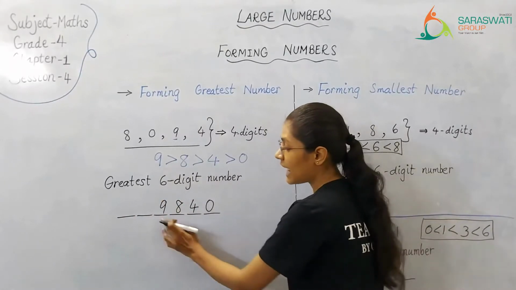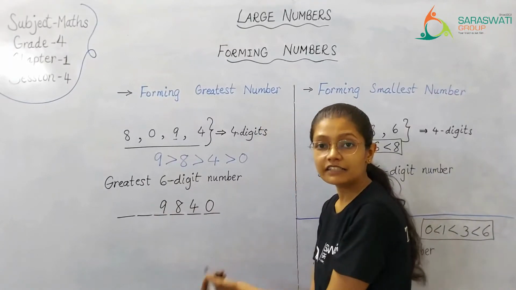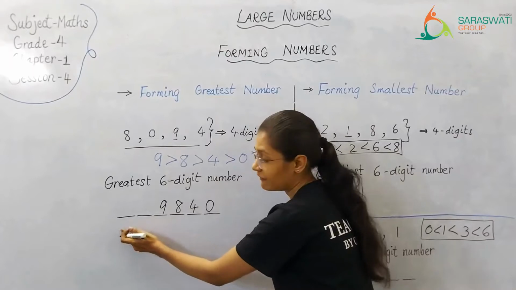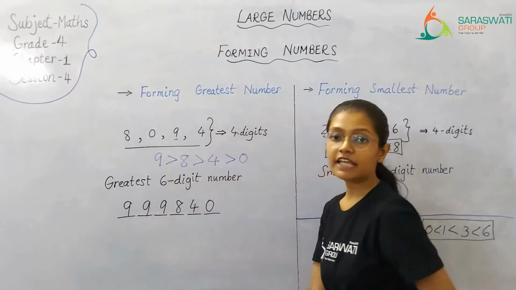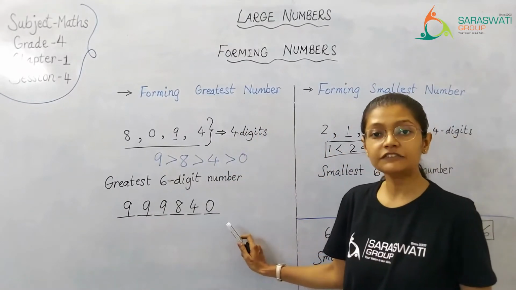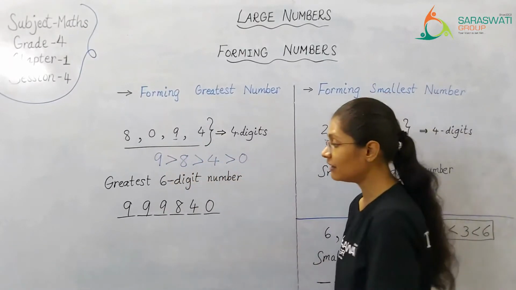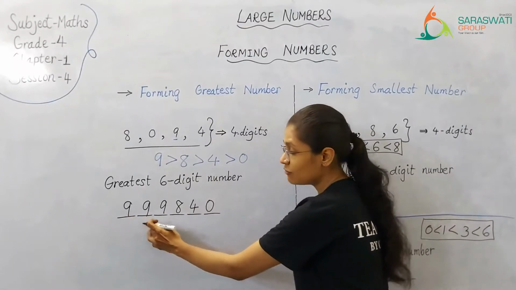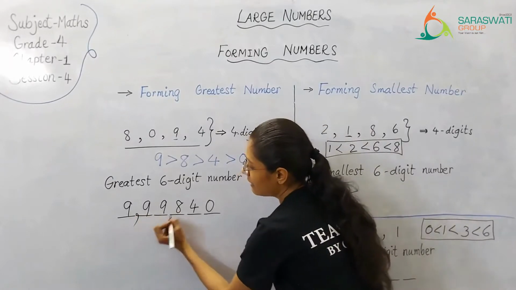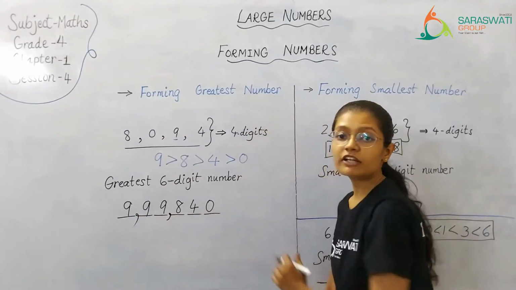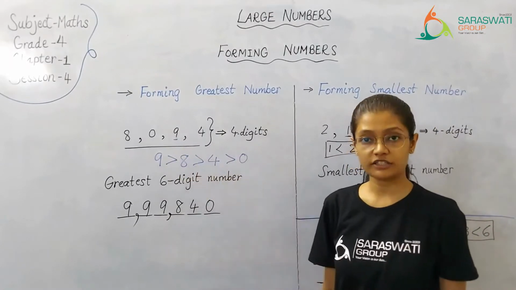So over here 9 is having the greatest value. So here we will repeat this digit, the one which is having the greatest value, towards the extreme left, in these 2 blanks. And here we will get our greatest 6-digit number that is formed using these 4 digits, and we have repeated the digit which is having the greatest value towards the extreme left. So we have the number 9,99,840. This is the greatest 6-digit number that is formed using these 4 digits.